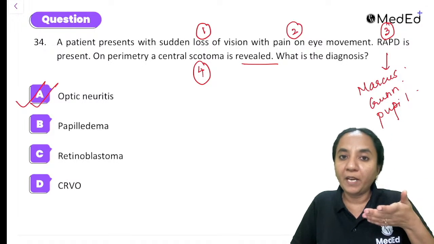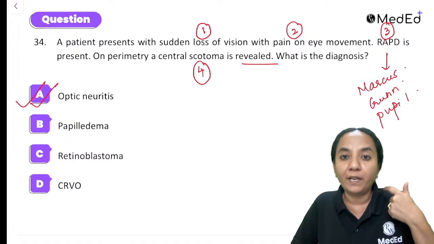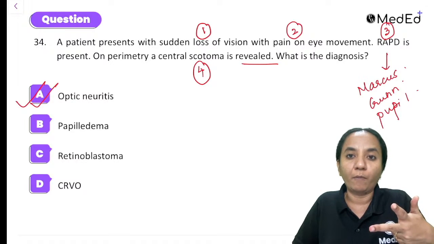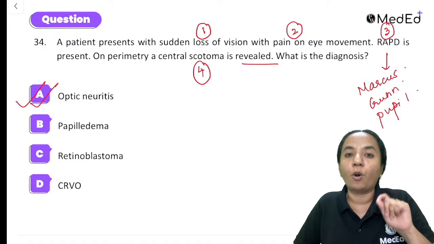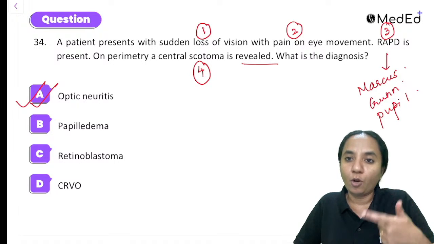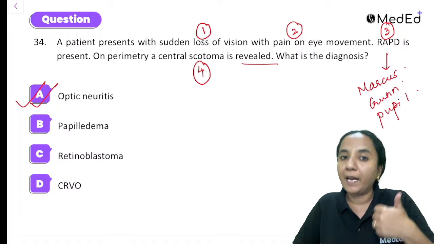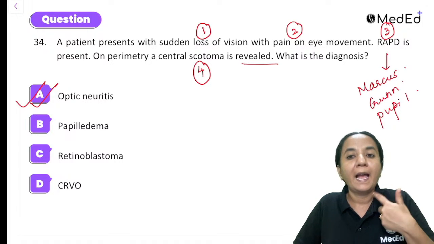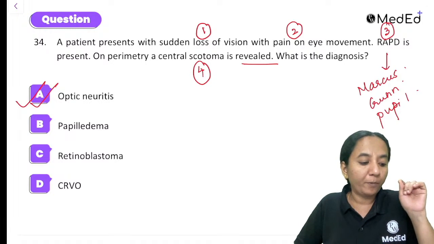So because the optic nerve is involved, you get a loss of vision and you get RAPD, that's a pupillary defect, and a central scotoma. And because it is inflammation, you're going to get pain, that is pain on ocular movement. So what are the symptoms? Sudden loss of vision with pain on ocular movements. What are the signs? Decreased visual acuity, RAPD or Marcus Gunn pupil, and perimetry shows a central scotoma. So diagnosis is optic neuritis.